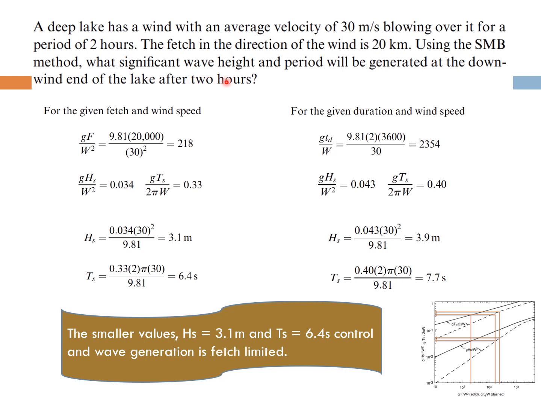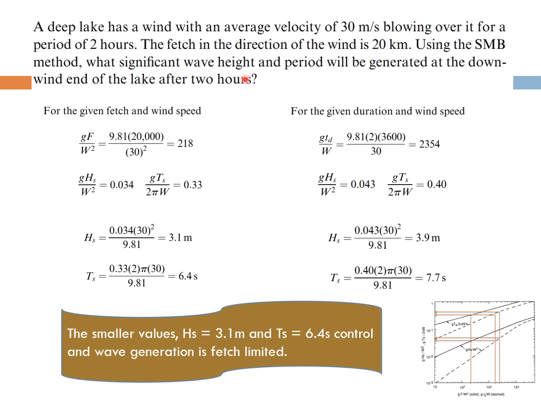Alright, so first and foremost, we are looking at a deep lake or a large lake, which is quite sizable, and obviously as wind blows on the surface of the lake, waves may also be generated, and we will have a certain wave period. So given the wind condition here, we want to find out what is the significant wave height and the significant wave period at the downwind end. That means at the other end of the lake after the wind has blown for 2 hours.